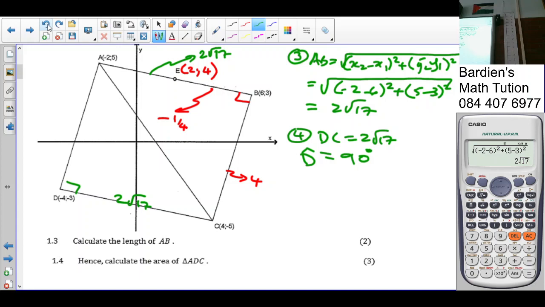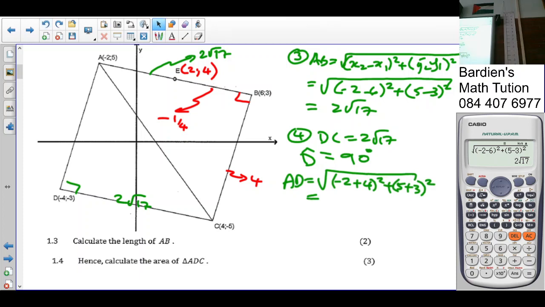How do you calculate AD? Distance formula. So AD is equal to the square root of... I don't have to write the reason down again, just the formula. So it's negative 2 minus 4 squared plus 5 minus 3 squared. So you put that in the calculator. The square root of negative 2 minus 4 squared plus 5 minus 3 squared gives you 2 root 17.